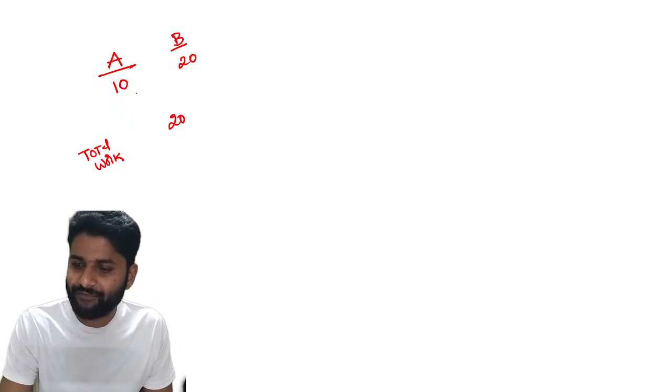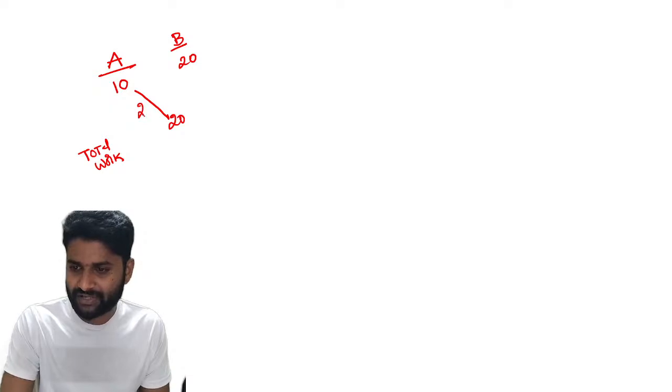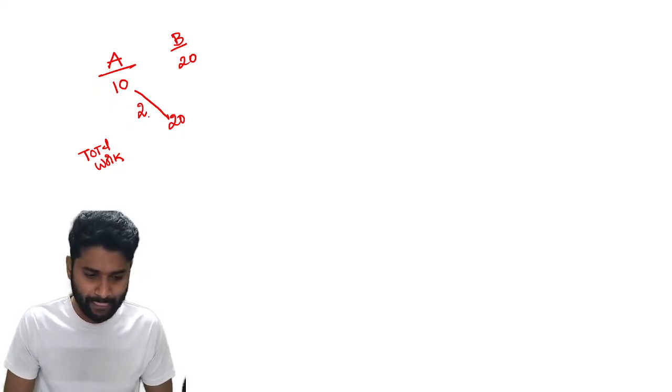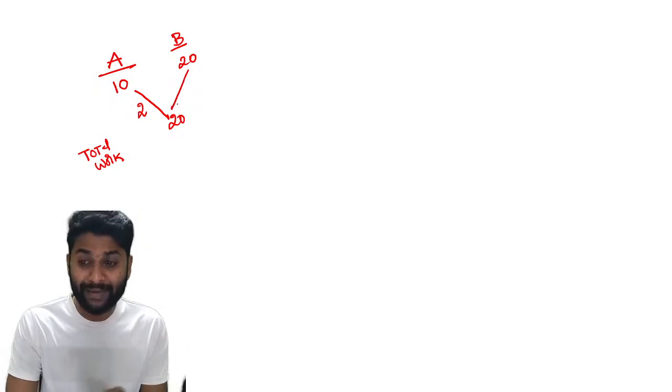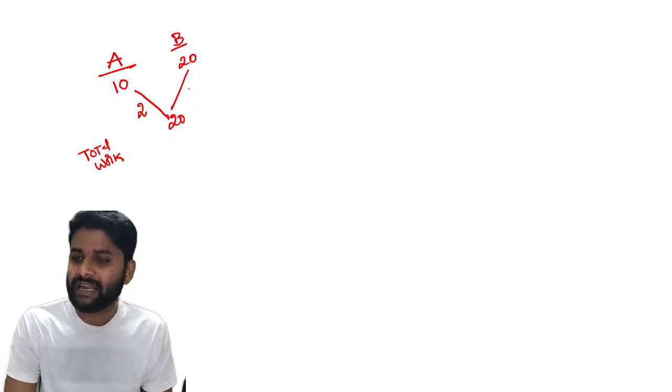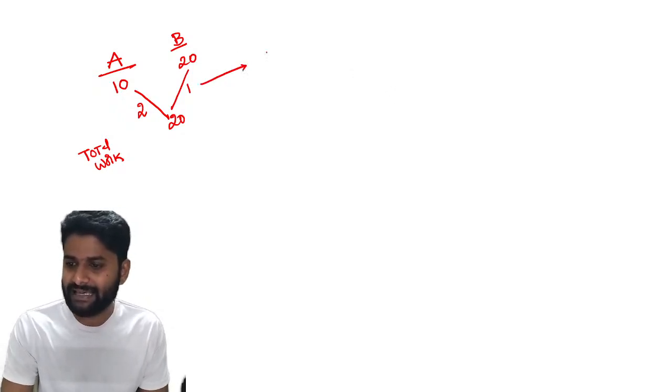If I assign A, A takes exactly 10 days. A takes exactly 10 days means efficiency of A is 2 units. In the same way, 20 units of work are completed by B in 20 days. It means here efficiency of B is 1 unit. So it indicates the efficiency.